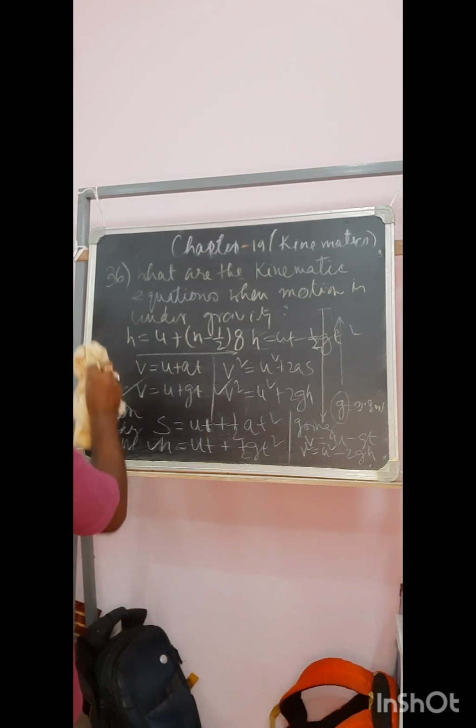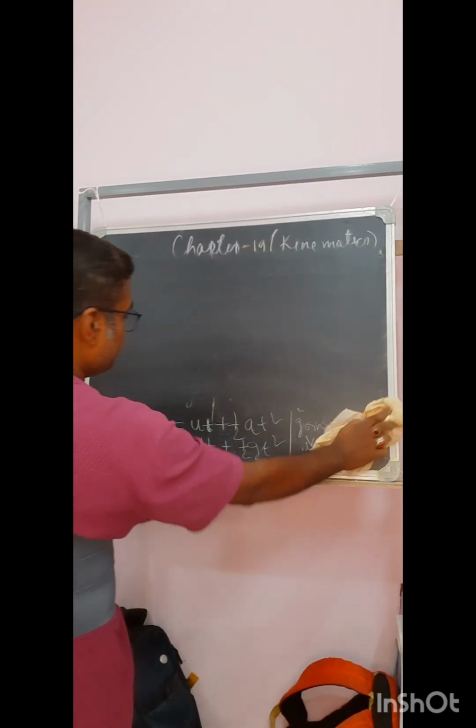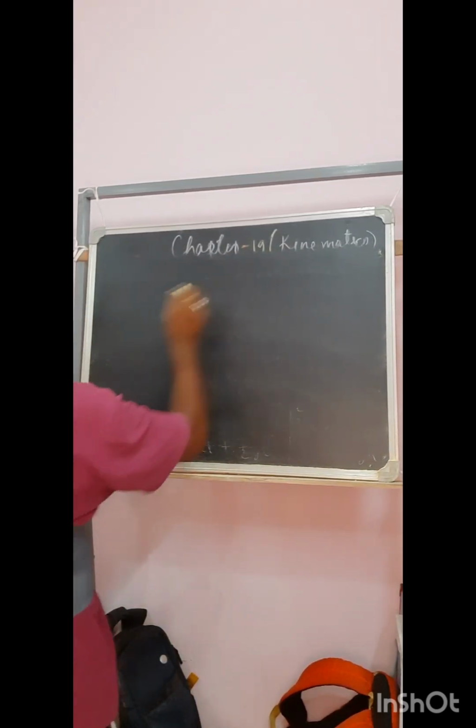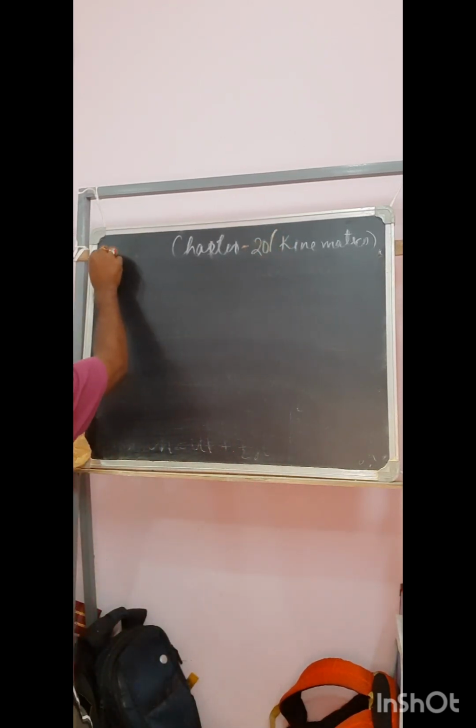Okay, so this is it for now. In the next class or the next chapter, I will move on to chapter number 20, and the problem number will be 37 onward.